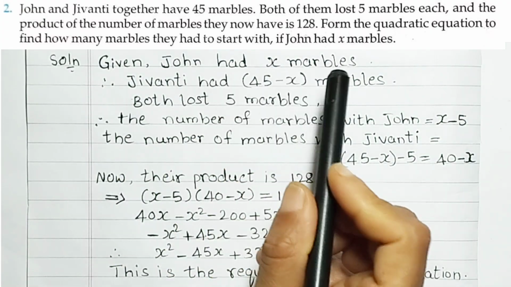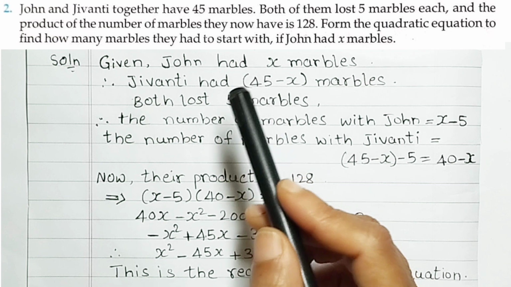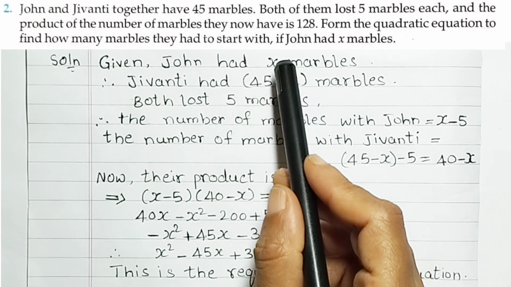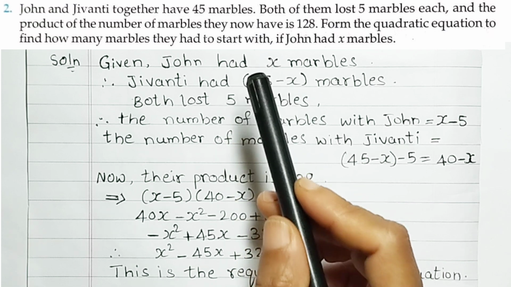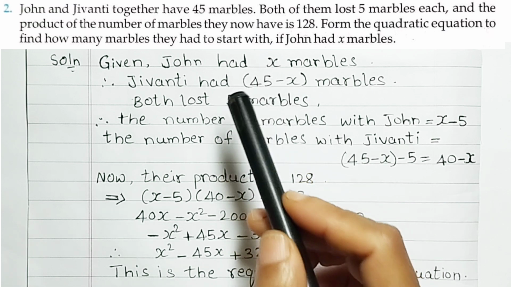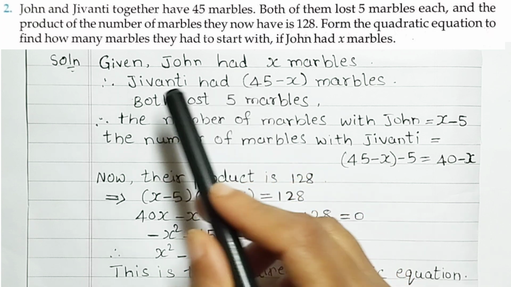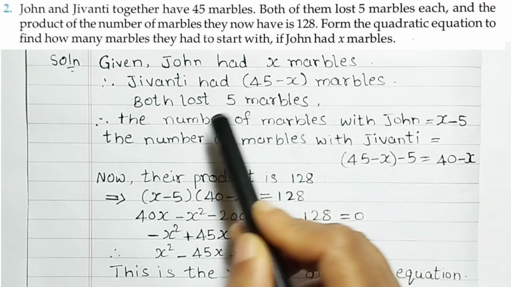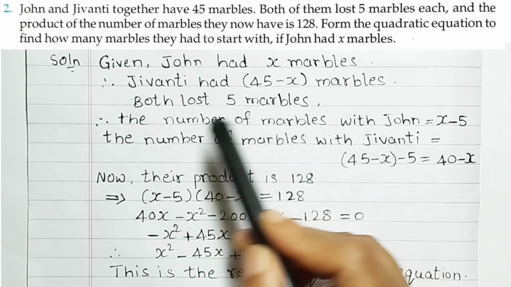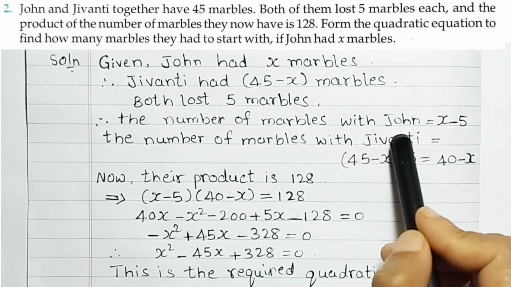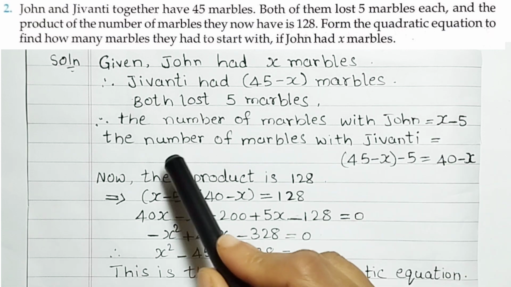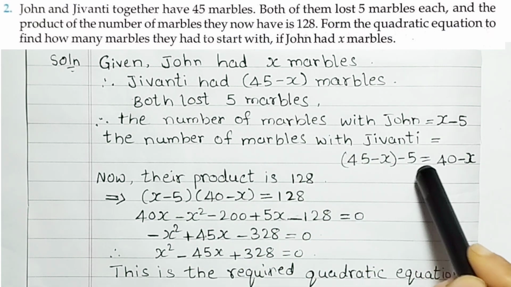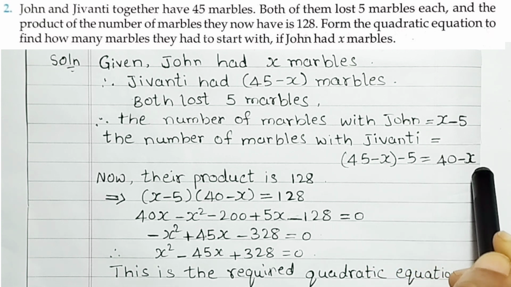Solution. Given John had x marbles, the total number of marbles was 45. When we subtract the number of John's marbles from the total number of marbles, we will get the number of marbles Jeevanti had. Therefore, Jeevanti had 45 − x marbles. Both lost 5 marbles. Therefore, the number of marbles with John is x − 5, and the number of marbles with Jeevanti is 45 − x − 5, that is 40 − x.